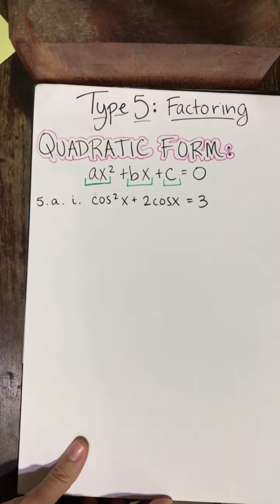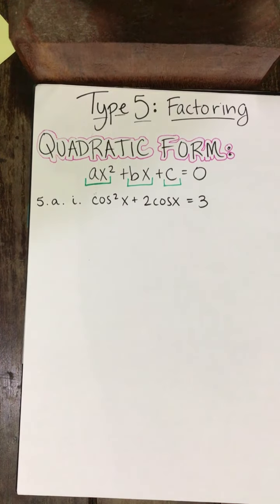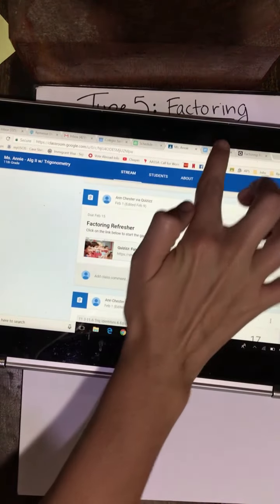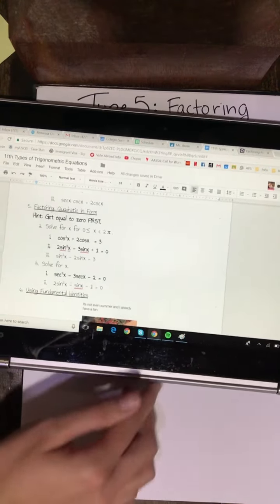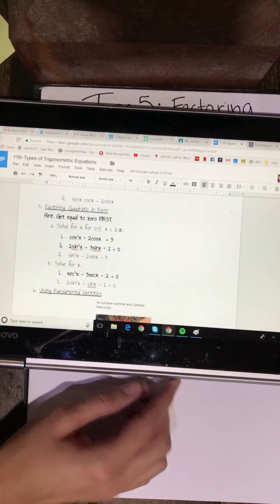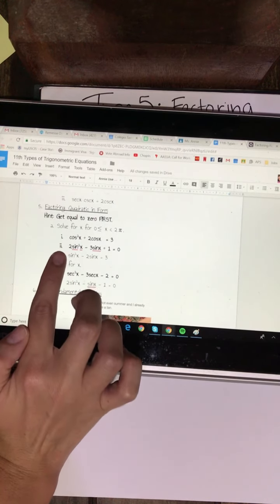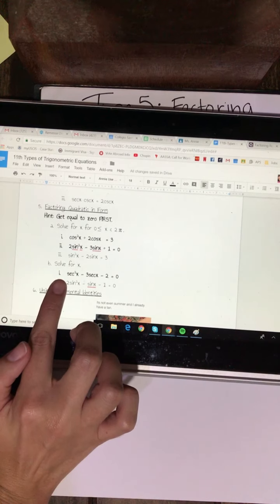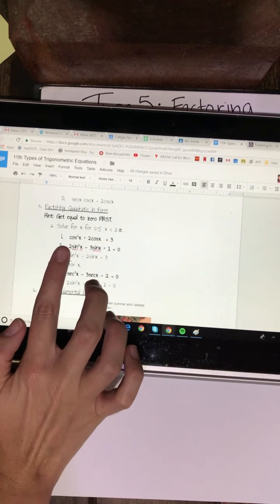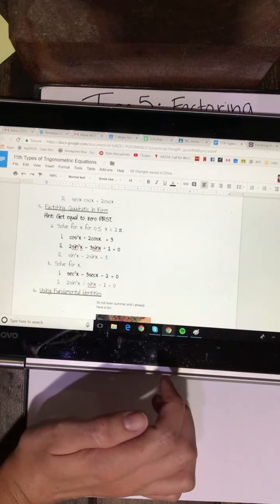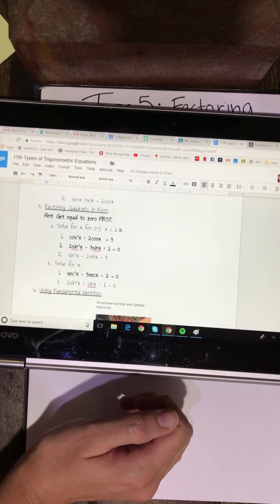Type 5, factoring in quadratic form, ax squared plus bx plus c. That's what quadratic form looks like. While I'm going through this, you should have this open. Factoring in quadratic form. We're going to do 1, 2, and 1 again. But after I do 1, you should see if you can do the rest of them by yourself. Hopefully you can. But we're going to do all 3 together.